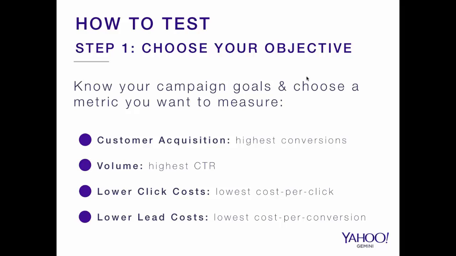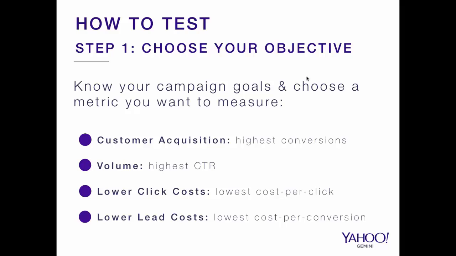So the first step, choose your objective. Now, that's easier said than done. You want to know your campaign goals, and you want to choose a metric you want to measure. For example, you can choose whatever metric you want, but you want to be consistent. So if you're interested in customer acquisition, your metric might be the most conversions.